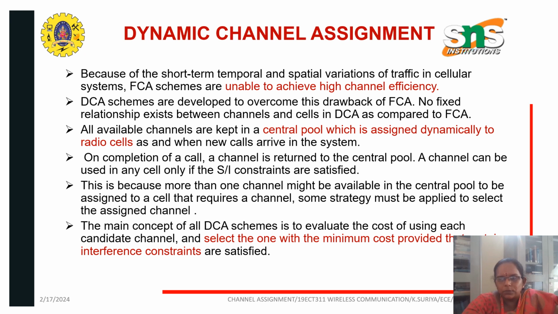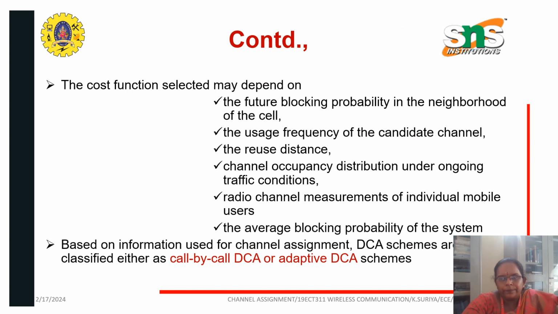So some method has to be followed to allocate the channels from the central pool. So cost will be evaluated, and the one which has the minimum cost will be allocated, like which have constraints like interference, delay, all those things will be seen here. The cost function consists of the following factors.